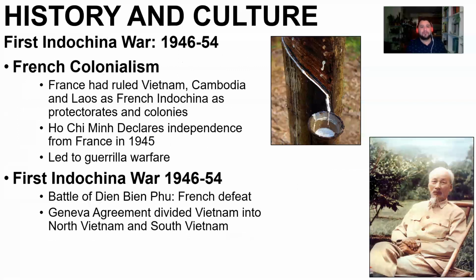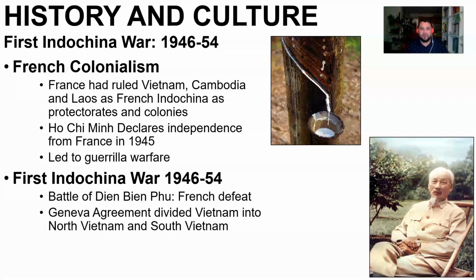Just to give you an idea, France basically ruled Vietnam, Cambodia, and Laos as French Indochina, and they extracted rubber. These are rubber trees, what you're seeing in the image here. They peel part of the bark, and then it lets out this liquid rubber, which was very important during the industrial period to produce components for all kinds of machinery. This led to guerrilla warfare against the French because the Vietnamese wanted independence.